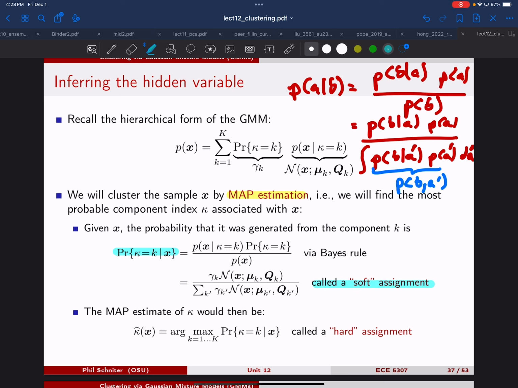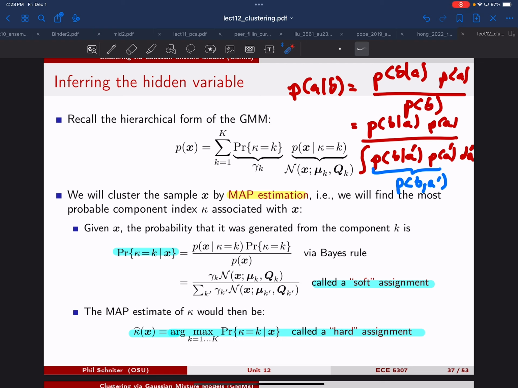And if you don't want probabilities, you actually want to know what is the most probable cluster it came from, that would be the hard assignment. You just take the soft probabilities and find the index over which they're maximized, and you call that kappa hat. That's our estimate, the single MAP estimate of that kappa.